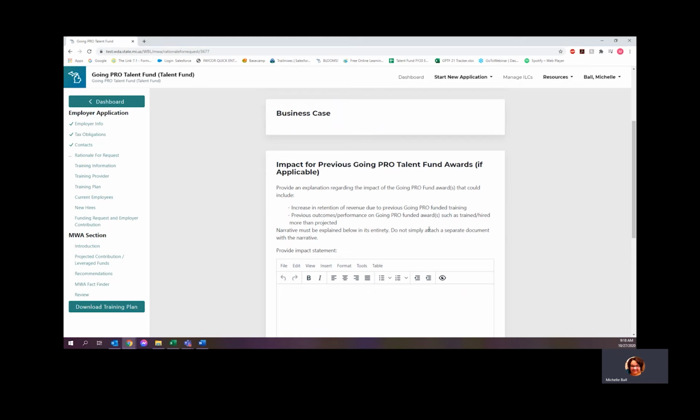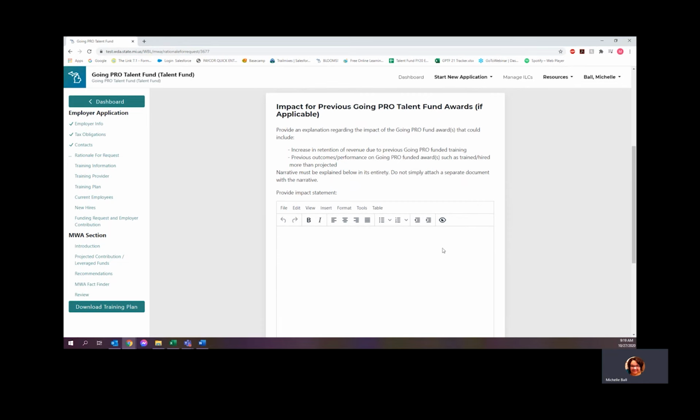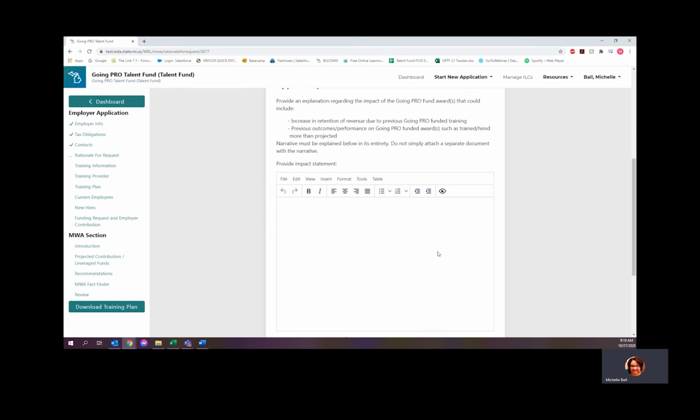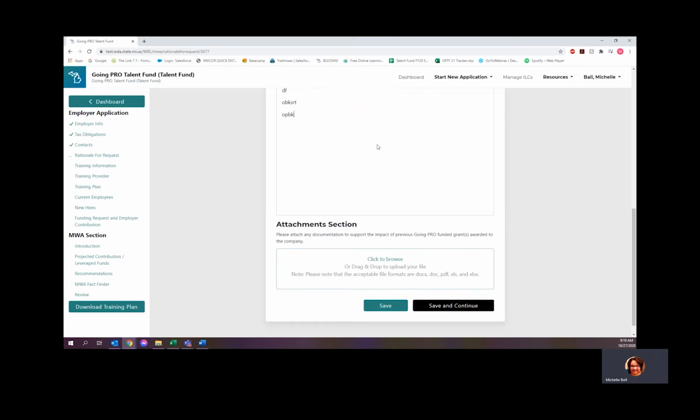So then they also give you these increase of retention of revenue due to previous Going Pro funded training. Were there things you were able to do because you got the funding that you wouldn't have been able to do otherwise? Was there business that you were able to bring into your company that you would not have gotten without the impact of the training? Also, previous outcomes and performance on Going Pro funded awards, such as the number trained, hired, being more than projected. That's also a great point. So this impact statement is also a very important part. So you would go ahead and fill that information in. We'll put that in there and then save and continue.